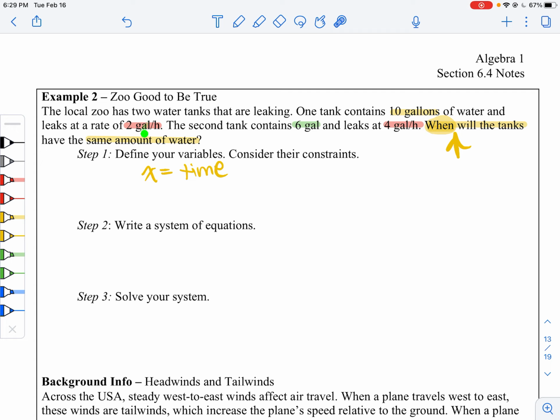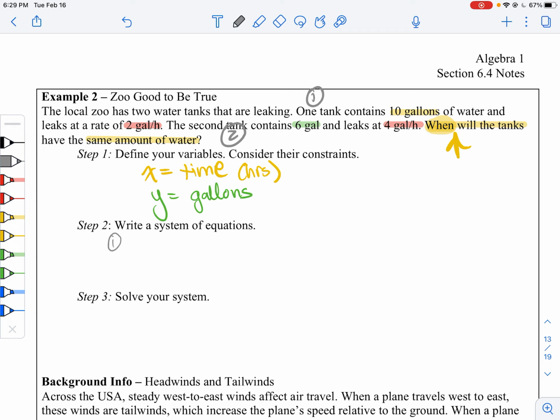Let's say hours, because we're given hours. So time in hours. And then also y should be the gallons of water, because that is the other thing that's changing. Okay, so now let's set up a system of equations by relating one tank and the second tank.